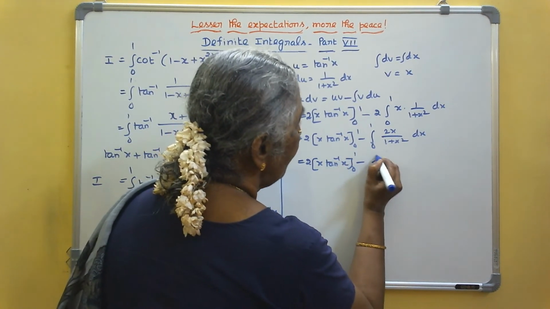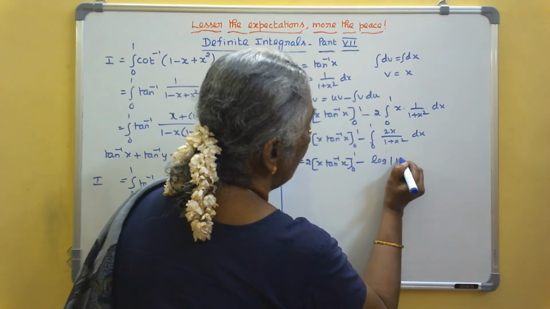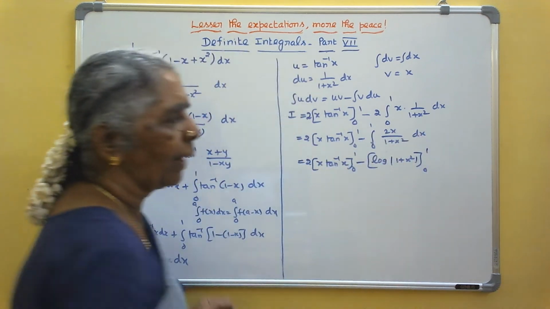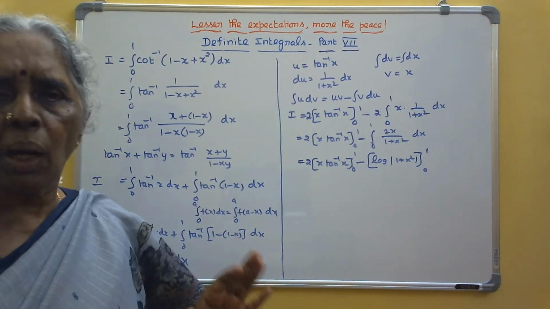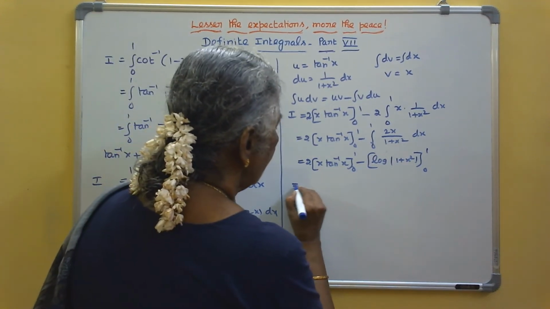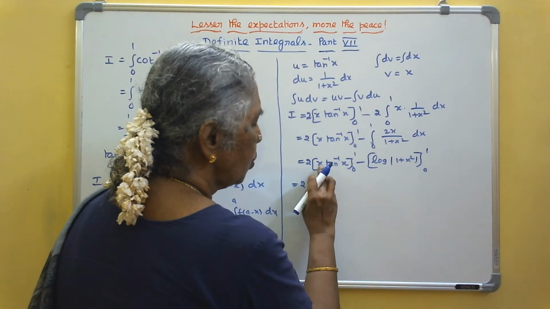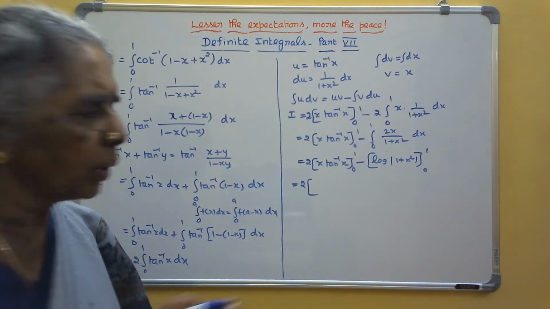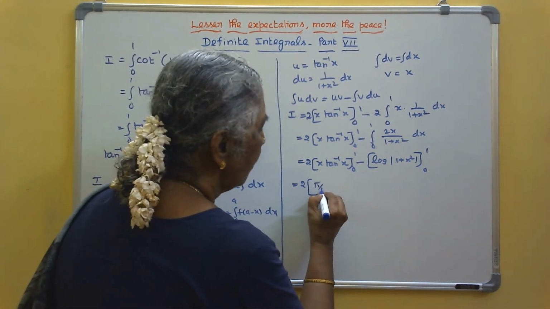For the second term it is going to be log mod 1 plus x squared within the limits 0 to 1. Okay. So now we have to just substitute the limits for both the terms. So here you have a 2. When you substitute 1, it is 1 into tan inverse 1. What is tan inverse 1? Pi by 4. So you will be getting here pi by 4.